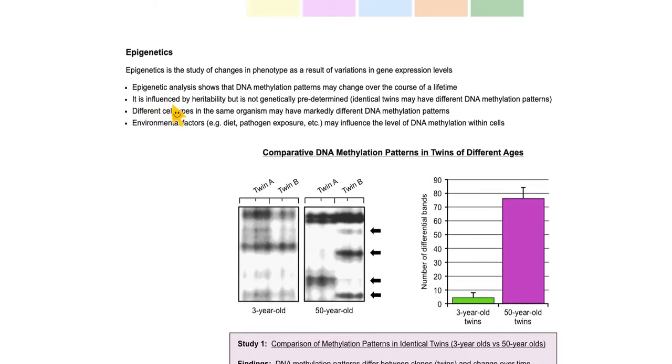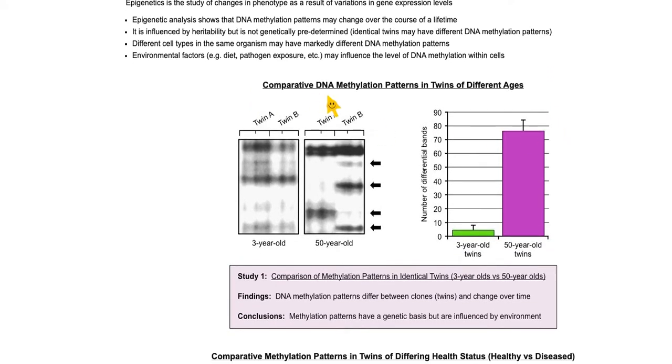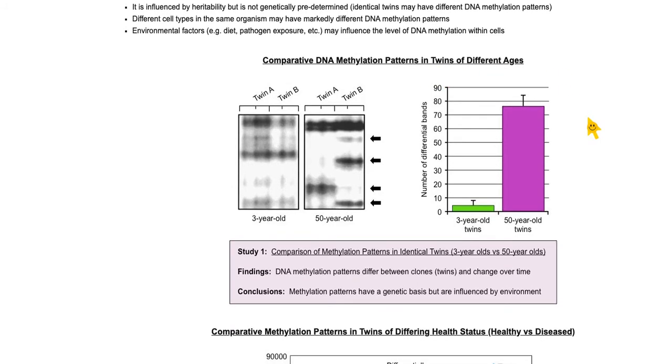Like I said before, it is influenced by heritability, but it's not genetically predetermined, right? Not all the time, and we can see it because identical twins may have different DNA methylation patterns as they grow older. So here we see a comparative DNA methylation pattern in twins of different ages, and it's actually really interesting to see what happens here. So here you see the methylation pattern in twins when the twins are 3 years old. And if you notice here, they have similar levels of methylation. So they're about the same.